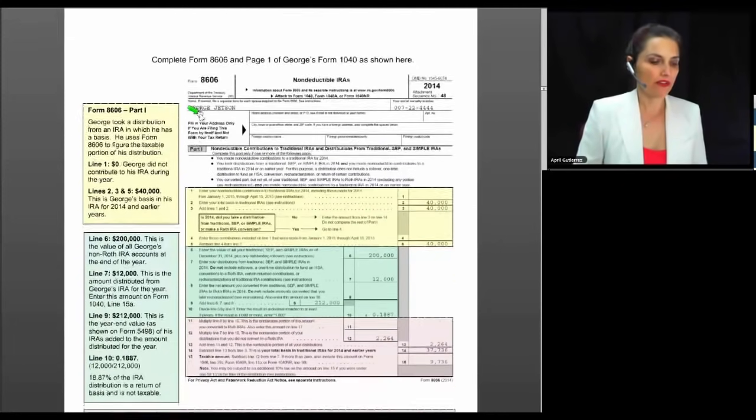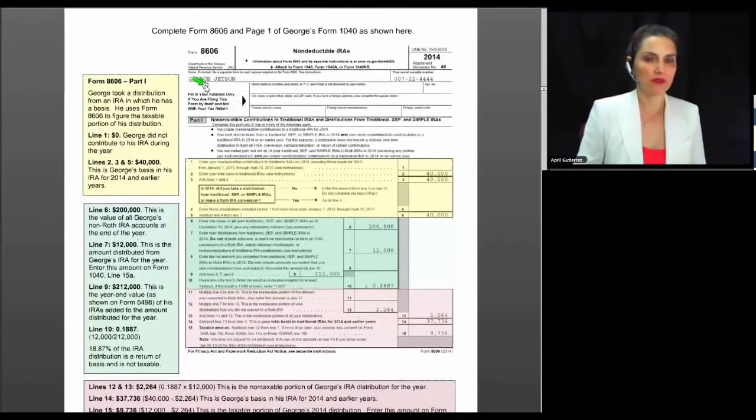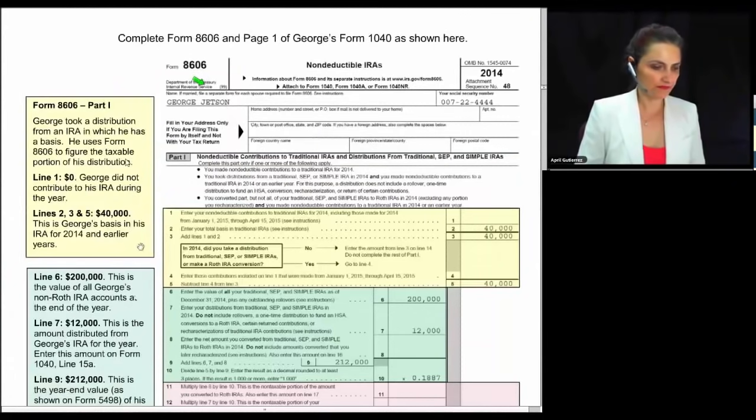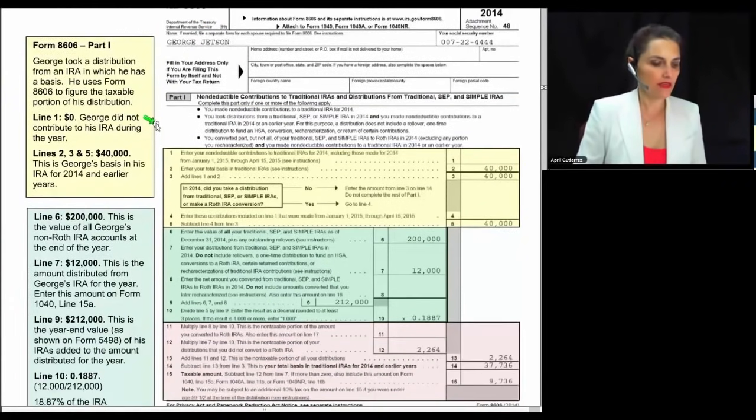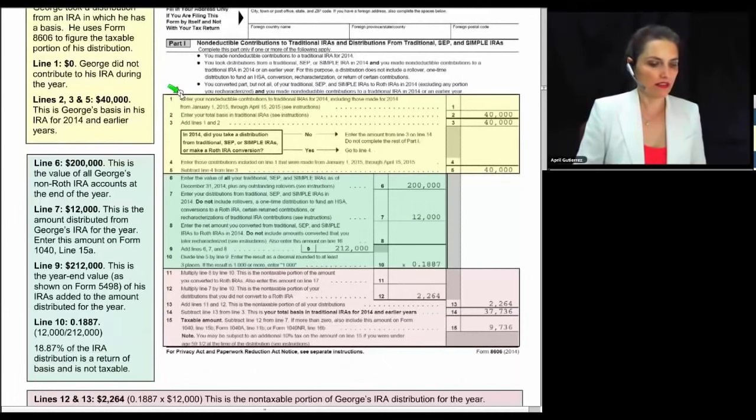Then we move on to the next part, which is to complete the Form 8606 for George. I'm going to zoom in here a little so it's easier to see what I'm talking about. In Part 1, we're entering nothing on line 1 because he made no contributions to the plan during the year. But we do know that his basis at the beginning of the year was his basis at the end of 2013, and that was $40,000. So we're going to enter $40,000 as his cost in his IRA.